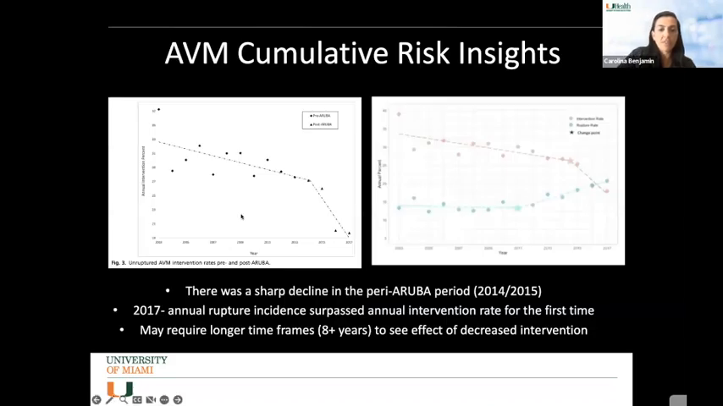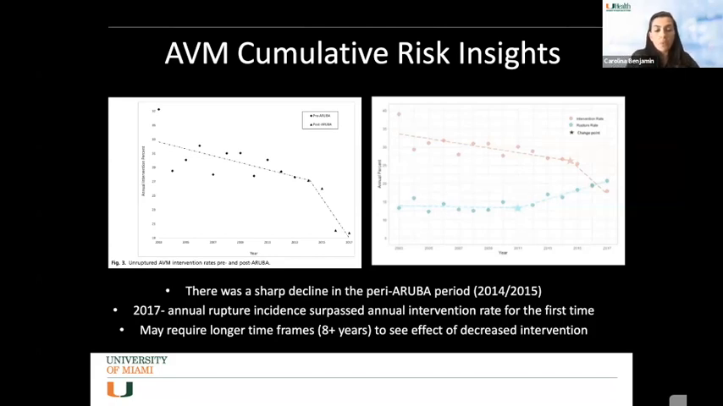What we see here is that there was a very clear, sharp decline in the peri-Aruba period. The AVM treatment was declining over time, but then as you see around 2014, 2015, you do see this sharp decline. And then for the first time in 2017, the annual rupture incidence actually surpassed annual intervention rate, which is bound to happen. If you're going to decrease your intervention, then the theory is that annual rupture rate would increase.